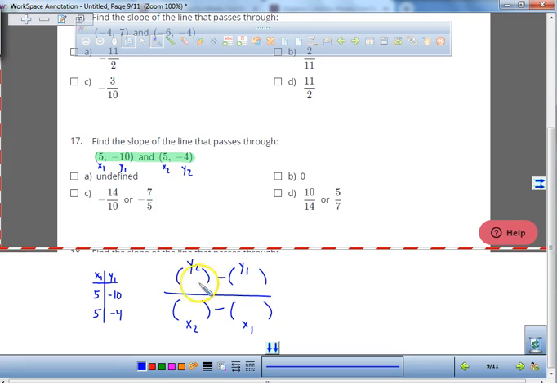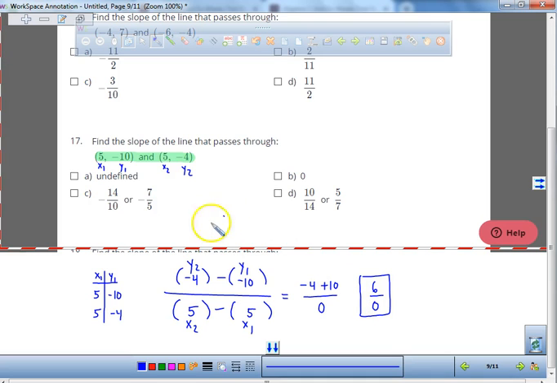All right, guys, what number am I going to plug in for y2? -4, perfect. What am I going to plug in for y1? -10. What am I going to put for x2? 5. x1? Oh, interesting. Look at this. -4 plus 10 is the number 6. 5 minus 5 is 0. What? 6 divided by 0? Huh.